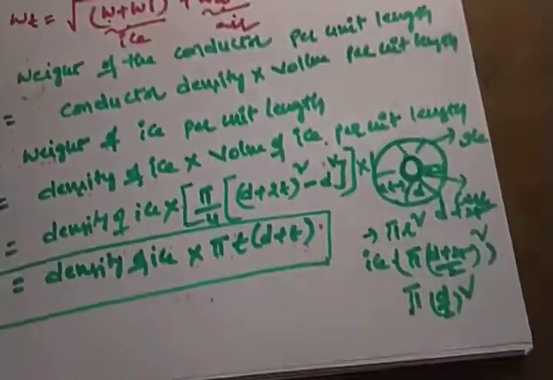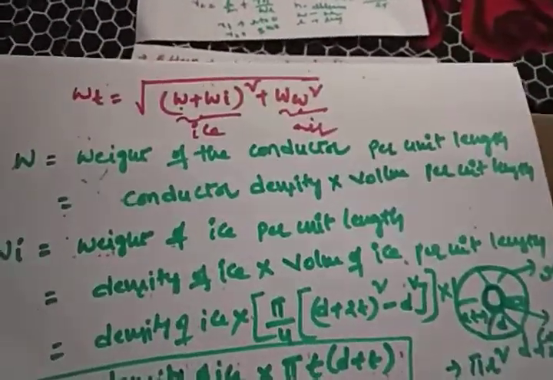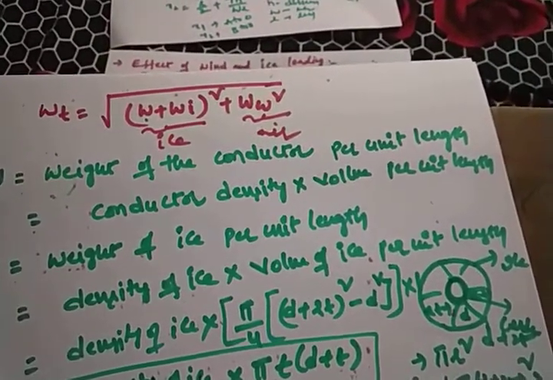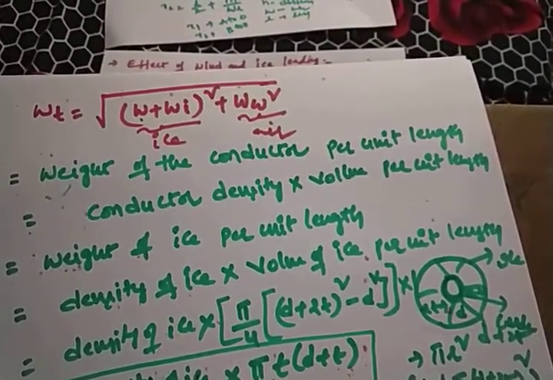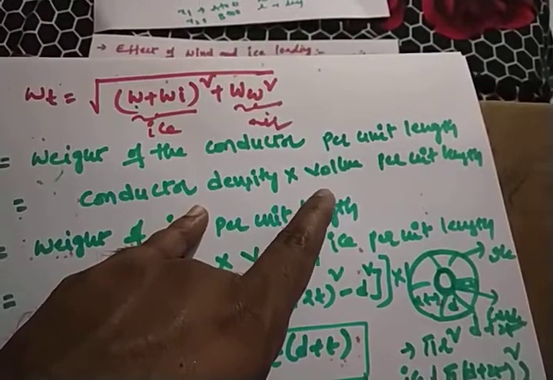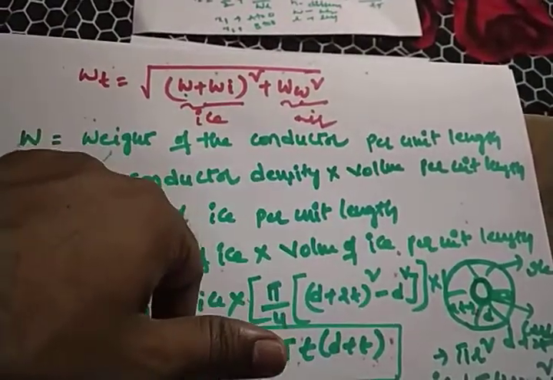Now, one more formula that I'll explain clearly one more time. What is the weight? W is nothing but the weight of the conductor per unit length. If the weight of the conductor is directly given, no problem. They'll ask like this: the conductor density is given, and the volume per unit length is given. With that you calculate the weight of the conductor. You multiply both, calculate the weight of the conductor, and substitute here.